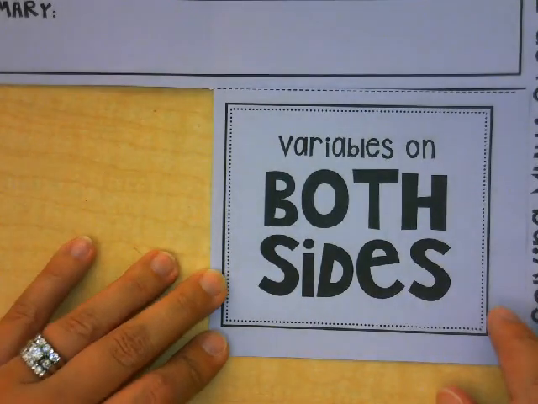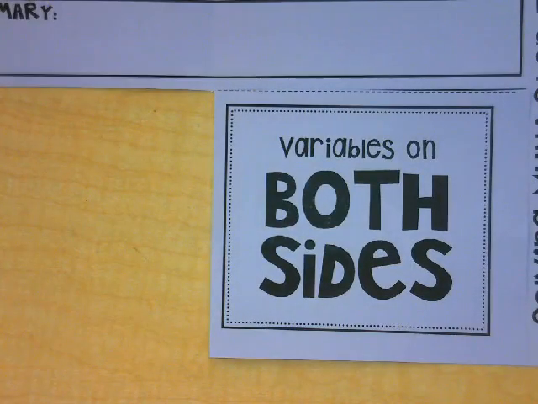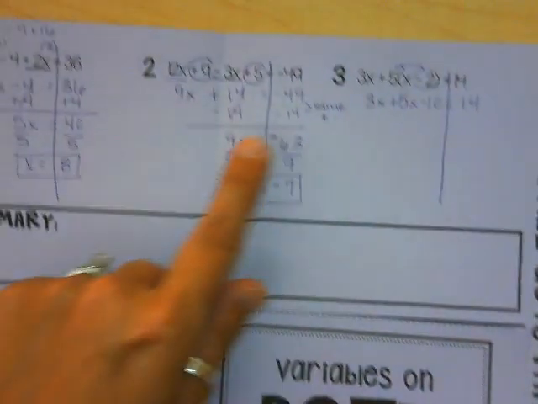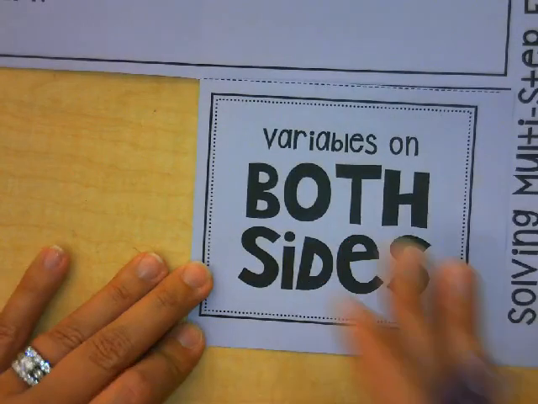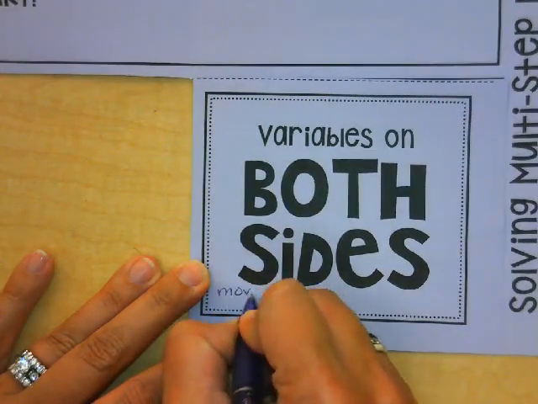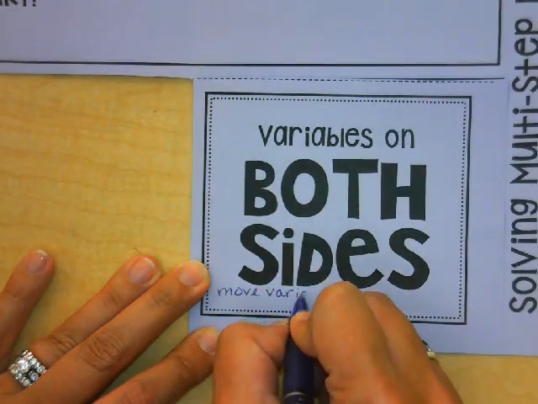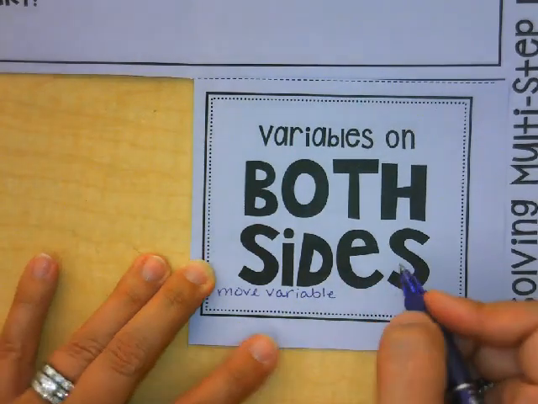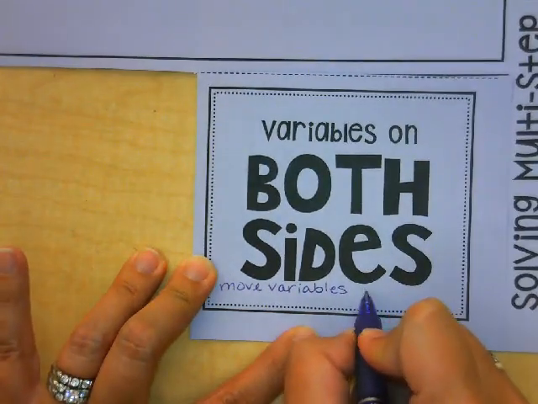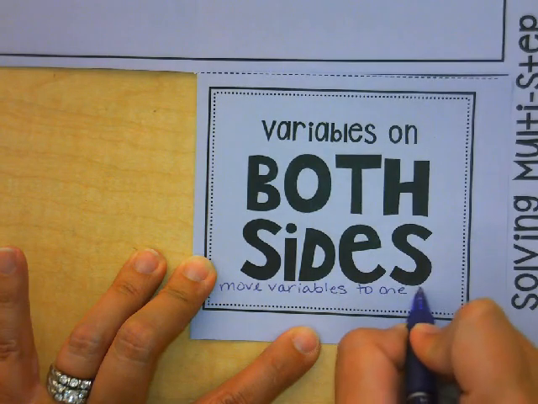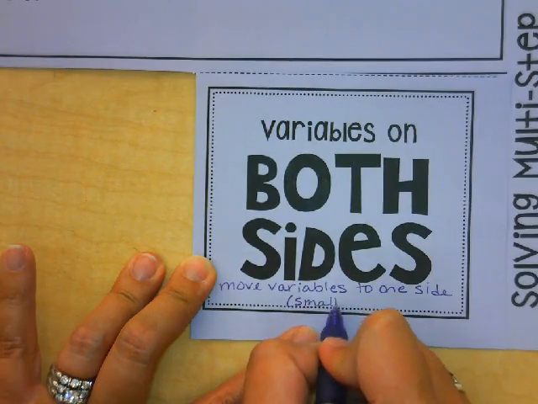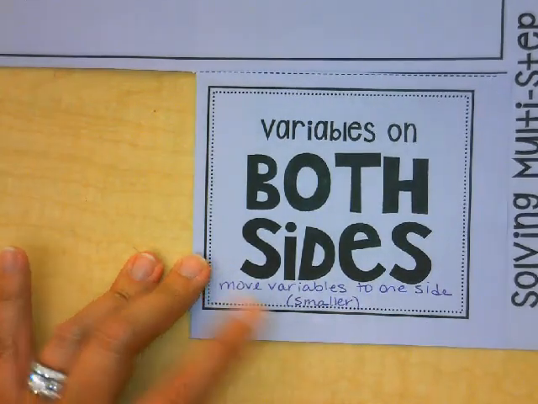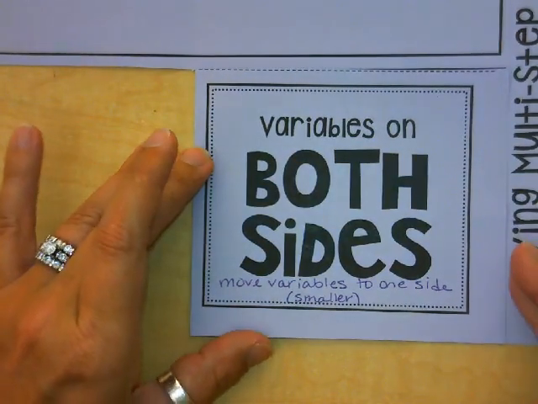Variables on both sides. When we have variables on both sides, we want to get it to look like this. So we need to move our variables to one side, and when we do that, we tend to want to move the smaller one. So we'll make a note of that: move variables to one side. About 95% of the time, you're going to want to move the smaller one. There are a handful of cases when that's not going to work, but most of the time. So let's look and see what that might look like.